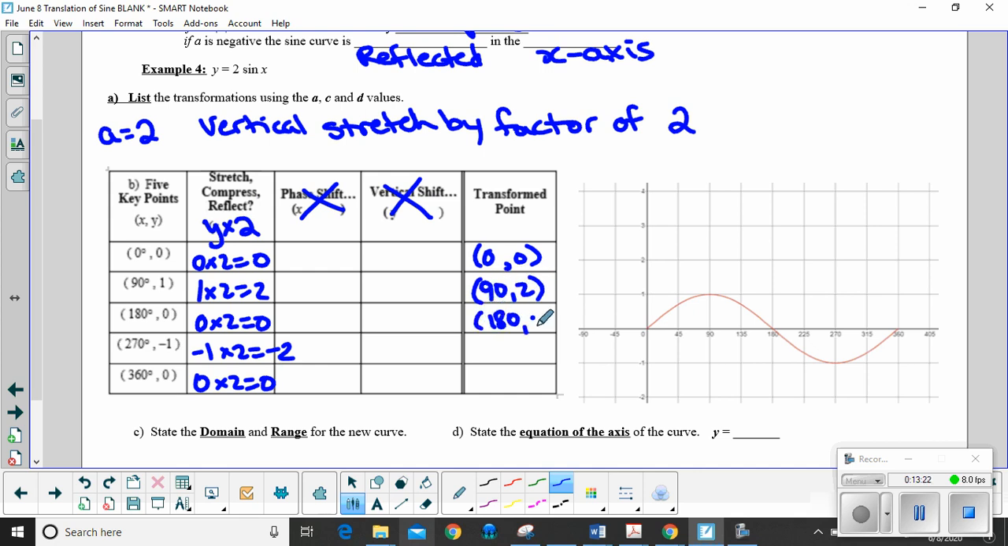So we've got 180, 0. 270 is now negative 2, and 360 is still at 0. So my zeros stay at zeros. My 1 becomes a 2, and my negative 1 becomes a negative 2. So I've stretched it vertically. So I now look like that.